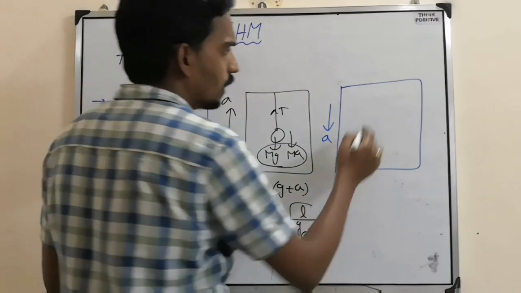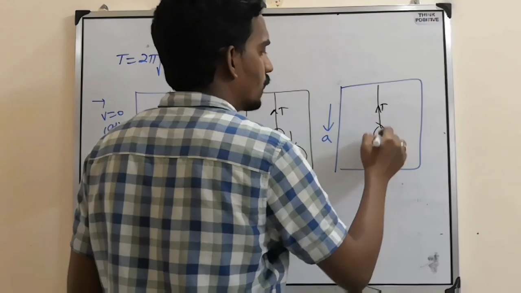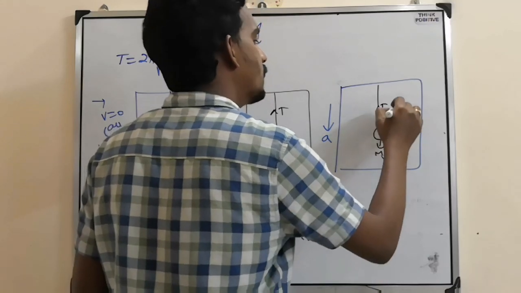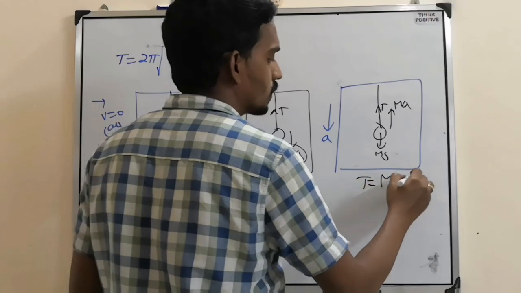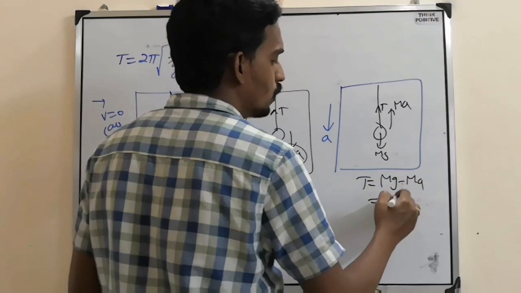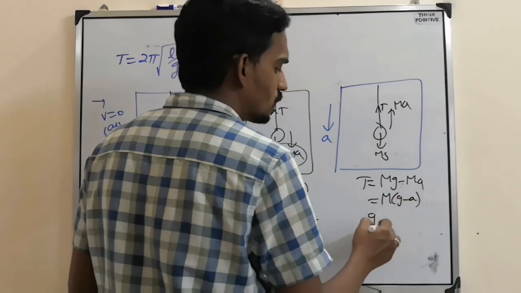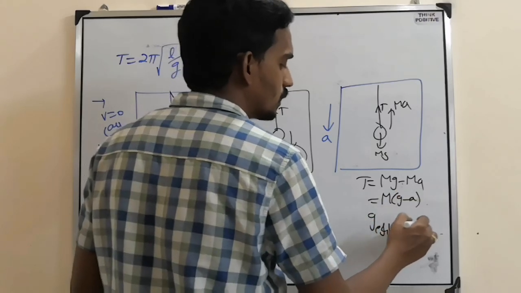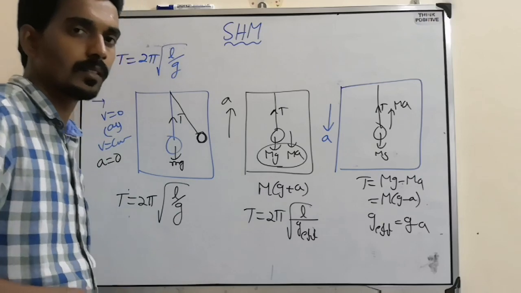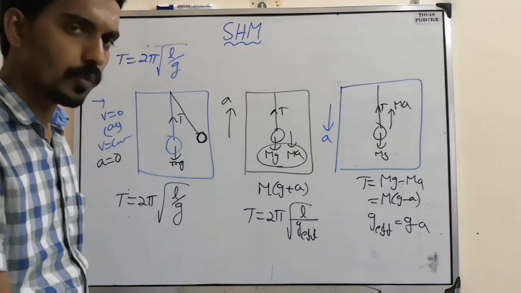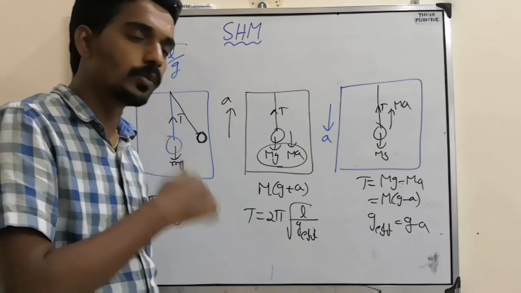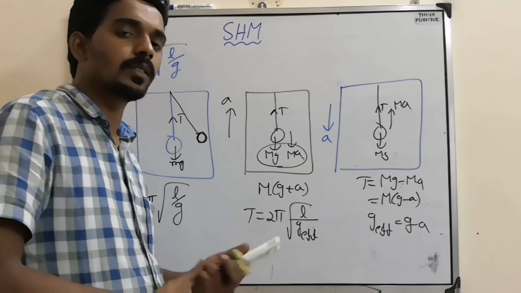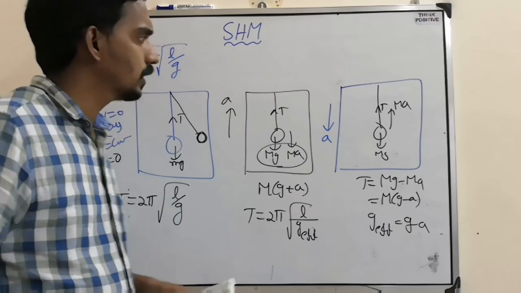In a similar way, if you consider the same lift going down with acceleration a, then tension up, mg down, but ma upward now. Then the net force will become mg minus ma, so m into g minus a. Now g effective will become g minus a. So if there is an additional force apart from gravitational force, then g effective will change, so that the time period also changes.